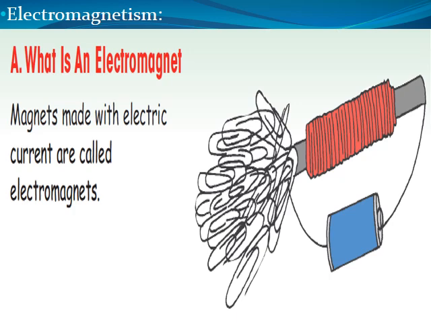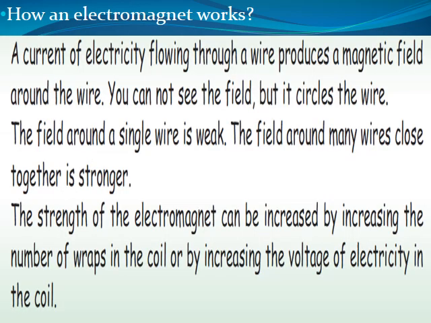Electromagnetism. What is an electromagnet? A magnet that is made with electric current. With the help of electric current, they are called electromagnets. That's the name. Electromagnets: magnets that are made with the help of electric current. What do we need here? We need a nail, we need a wire, and we need a source of electricity, which is the battery.